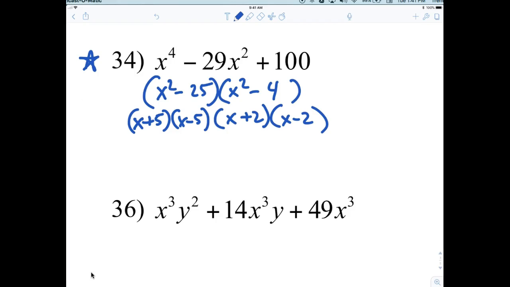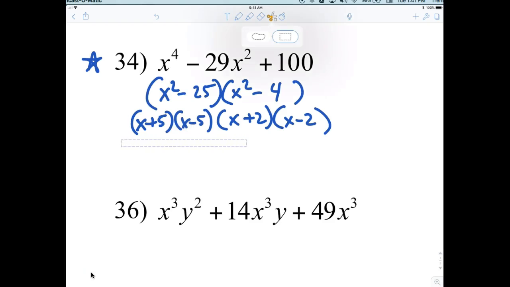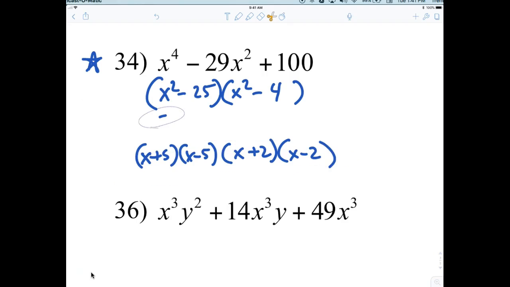All right, let me see if you understand this. That's 25x squared, right? I'm trying to help you. Negative 25 and negative 4 makes negative 29. Does that help you? So you're good.